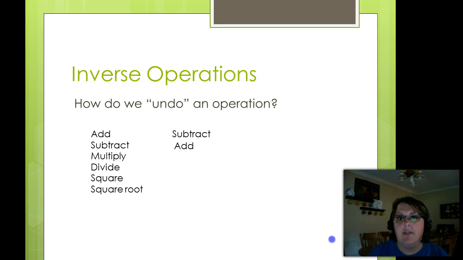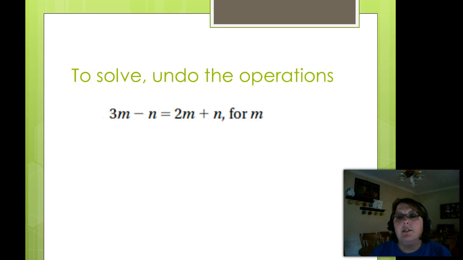Multiply, the inverse of that is divide, and the inverse of division is multiplication. If something is squared, to undo that, we need to take the square root, and if something is inside a square root, we need to square it to get rid of the square root symbol. So let's do a couple practice problems together. To solve this, we need to undo the operations.